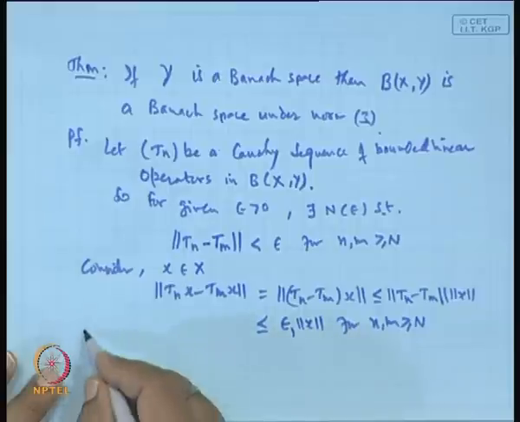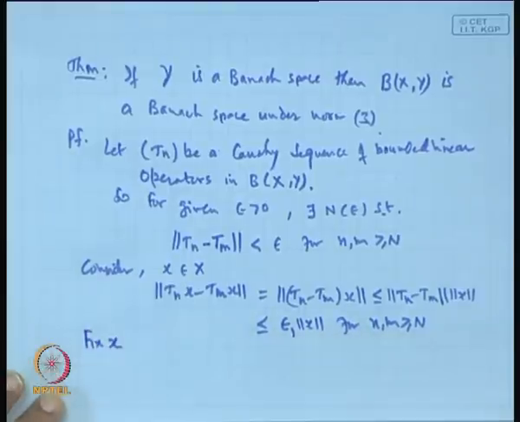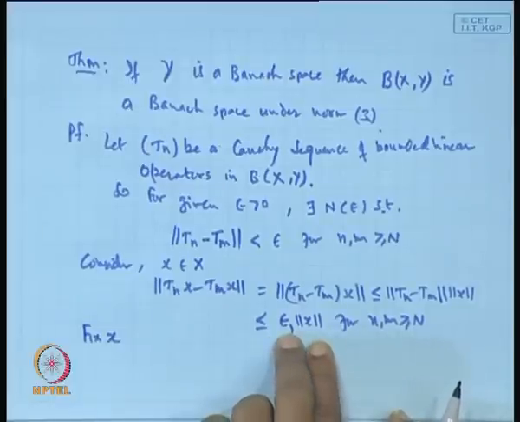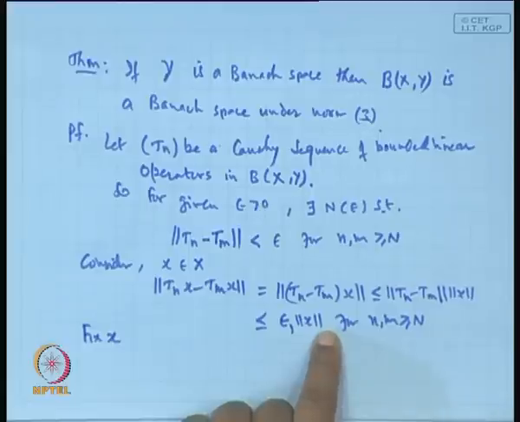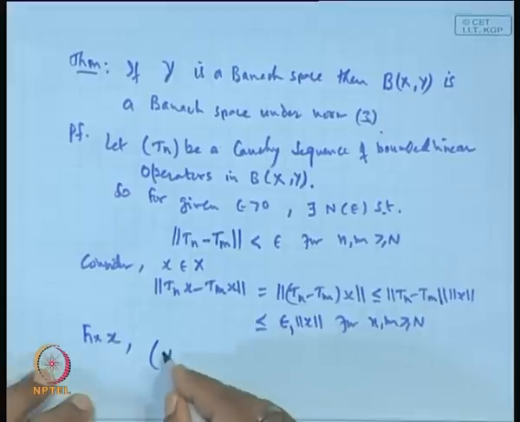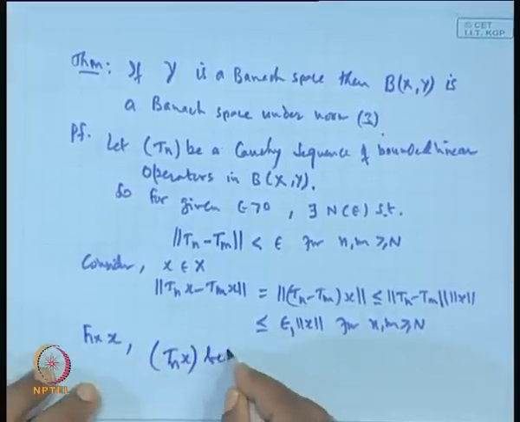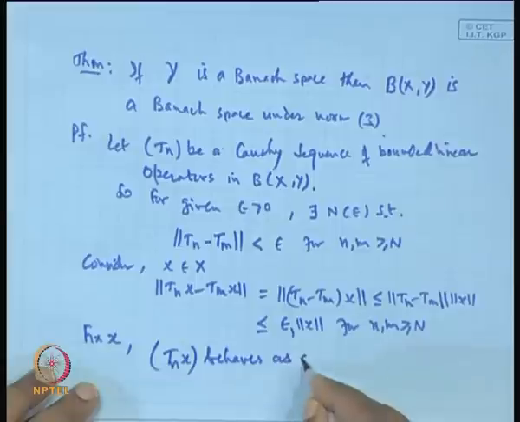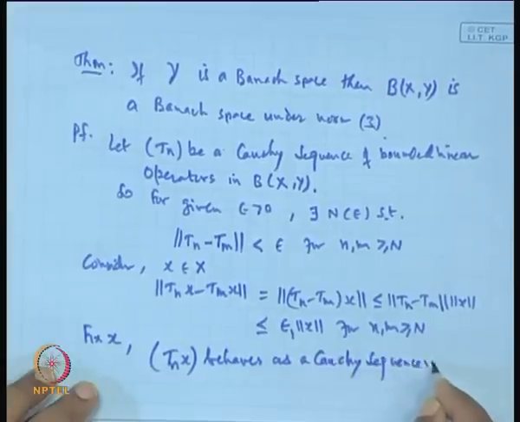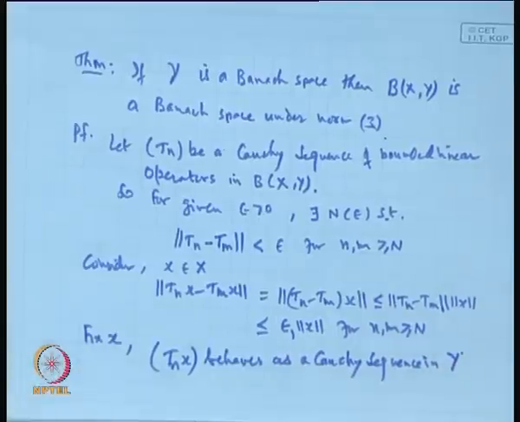So, suppose I fix x. Once you fix x, this quantity is fixed. So, we can write epsilon 1 into norm x as epsilon 2. So, the norm of T n x minus T m x is less than epsilon 2 for n, m greater than or equal to N. It means for fixed x, this sequence T n x behaves as a Cauchy sequence in Y. Is it not?